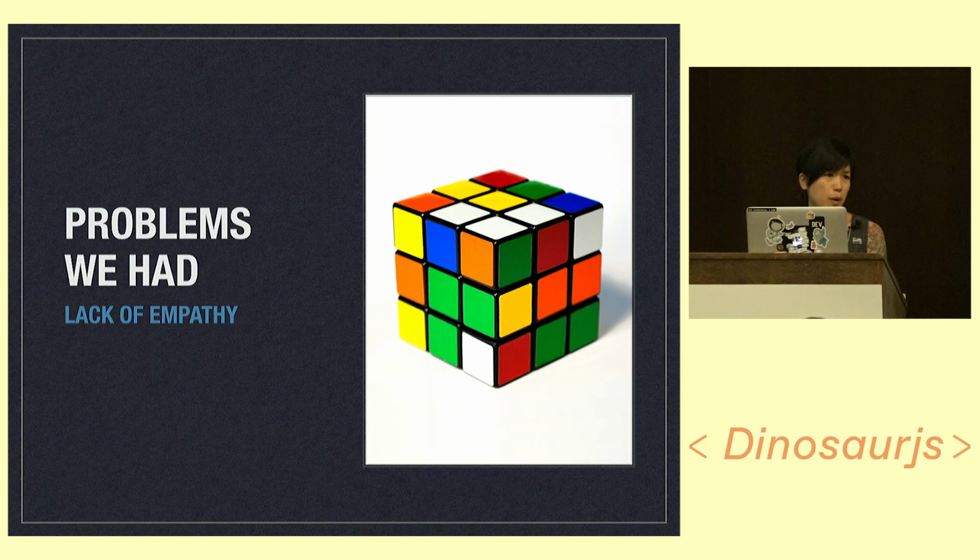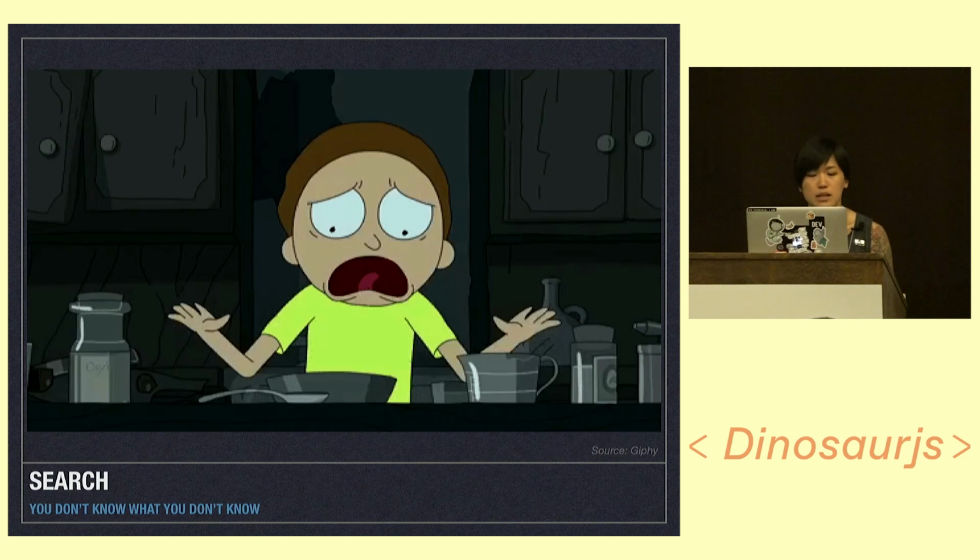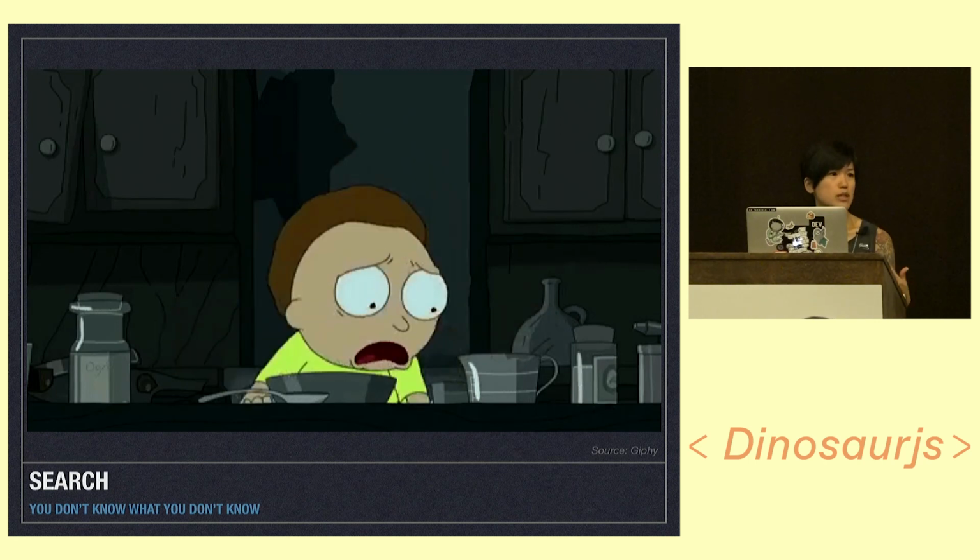But then we also had some problems, which typically were caused by a lack of empathy. The first thing you do when you come to a design system is typically search for a component. Unfortunately, you don't know what you don't know, because when you come to this design system, you need to know what things are named before you can even search for them.